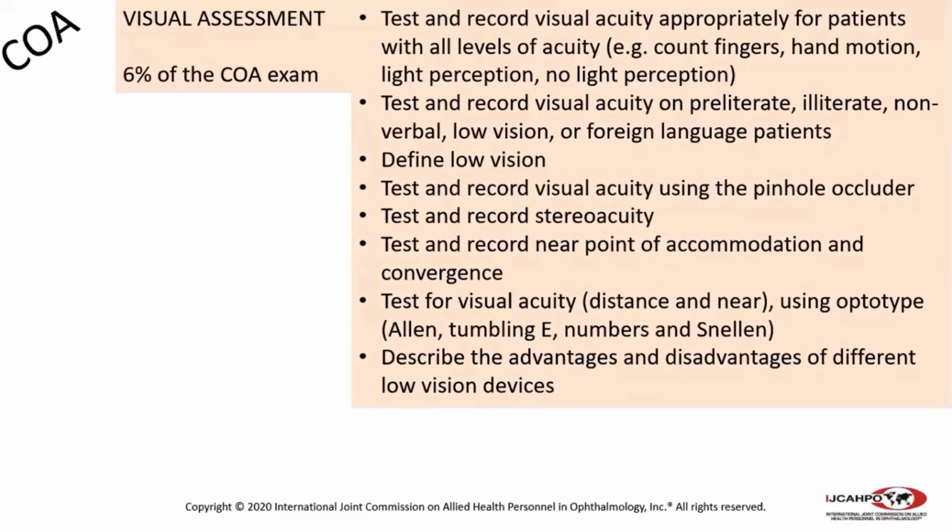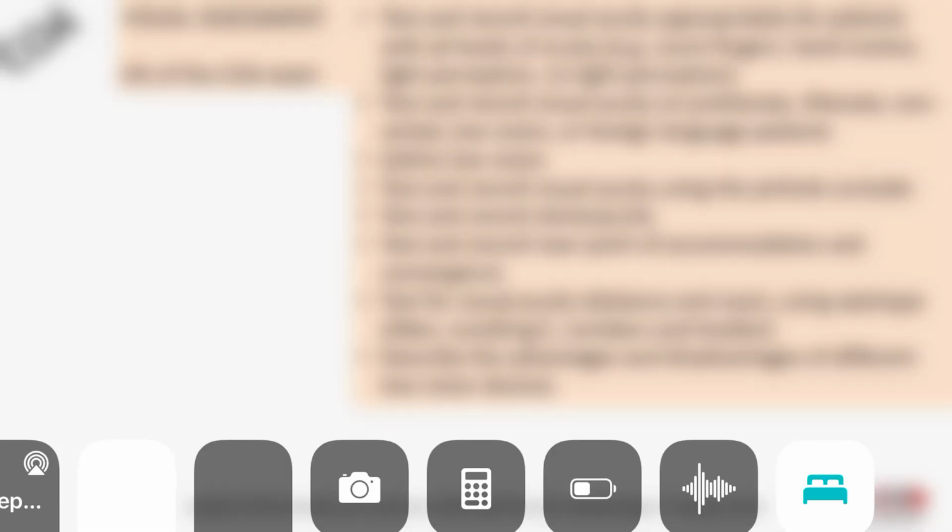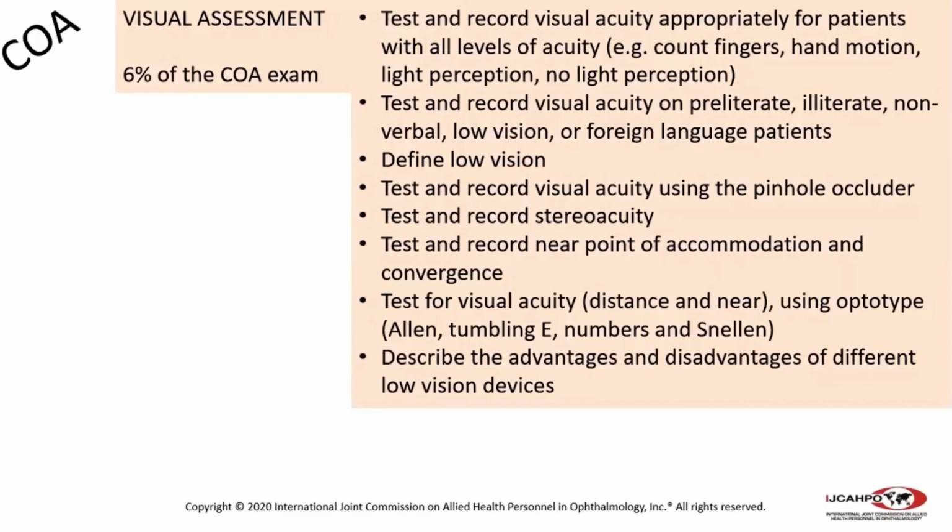Let's move on to the next portion of the CO exam, which is worth 6%, visual assessment. You'll be expected to test and record visual acuity appropriately for patients with all levels of acuity. Test and record visual acuity on pre-literate, illiterate, nonverbal, low vision, or foreign language patients. Define low vision. Test and record visual acuity using the pinhole occluder.